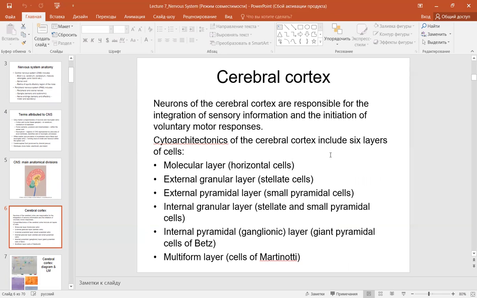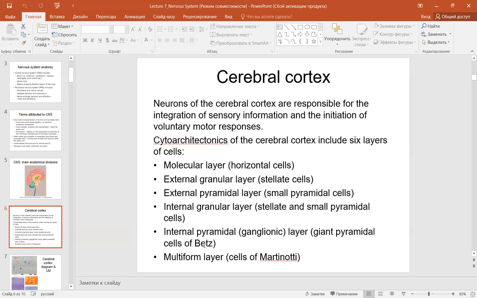Cytoarchitectonics of the cerebral cortex includes six layers of cells, namely the molecular layer, horizontal cells, external granular layer, stellate cells, external pyramidal layer consisting of small pyramidal cells, internal granular layer consisting of stellate and small pyramidal cells, and internal pyramidal or ganglionic cell layer.